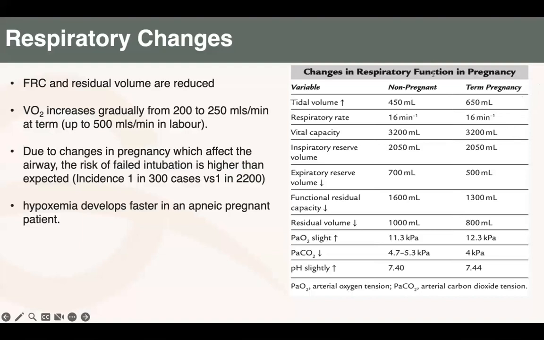You can also note an increase in metabolism and oxygen consumption. Under normal circumstances, an adult uses somewhere between 200 and 250 mL of oxygen per minute, but during pregnancy, this tends to rise. Other marked changes are an increase in tidal volume and respiratory rate, and a decrease in carbon dioxide due to the hyperventilation that occurs during pregnancy. Next slide.